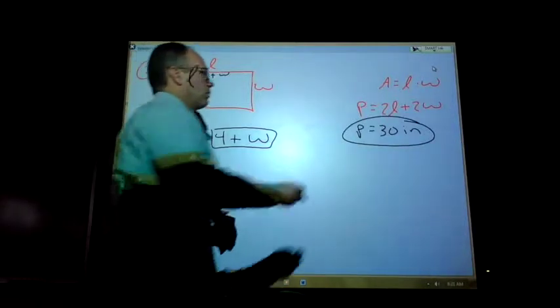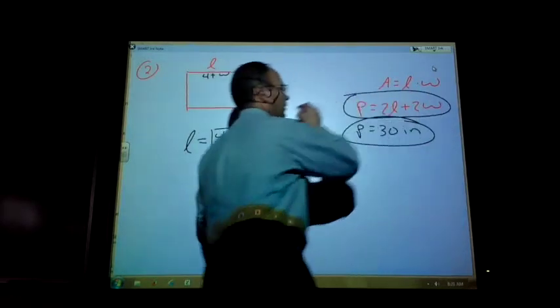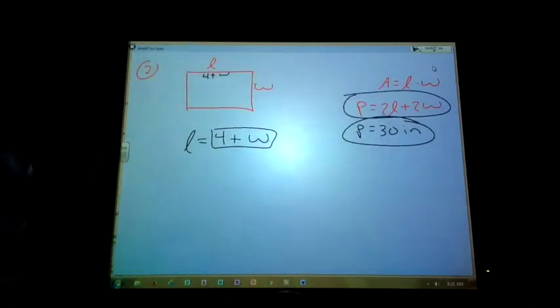Okay, so if I'm going to use the perimeter equation, you still following us in this adventure? And I know that the length is 4 plus W, and I know that W is just W. What can I do in order to start solving for our rectangle?